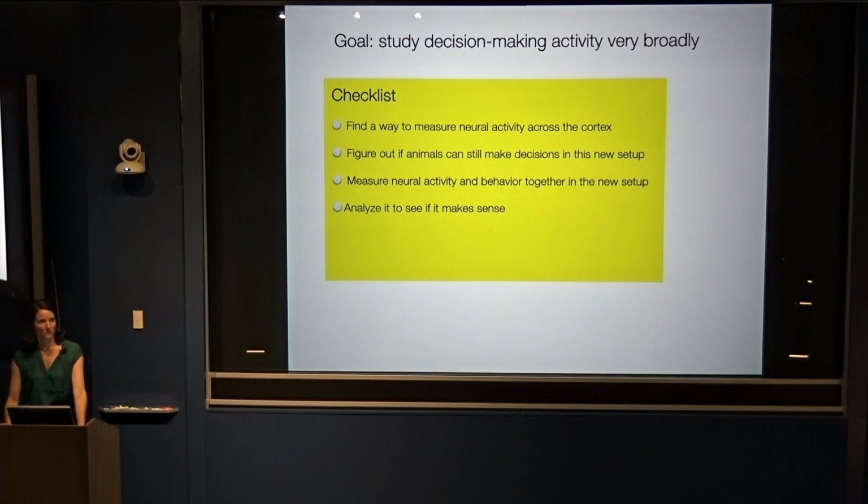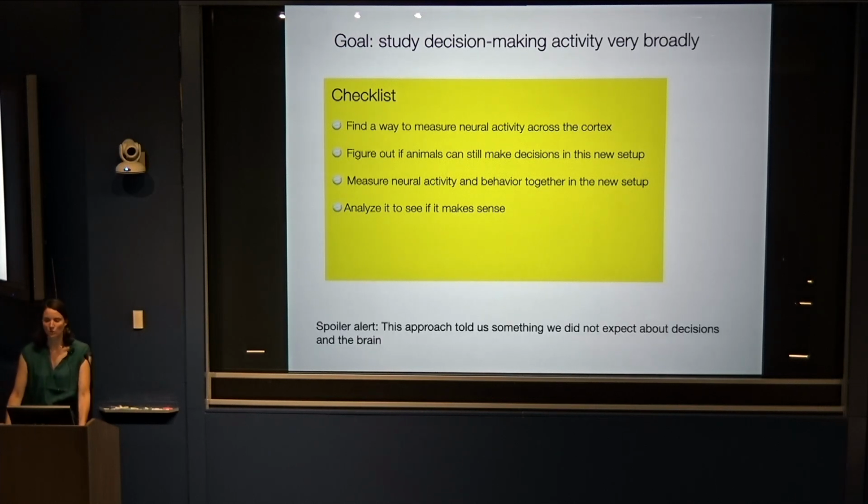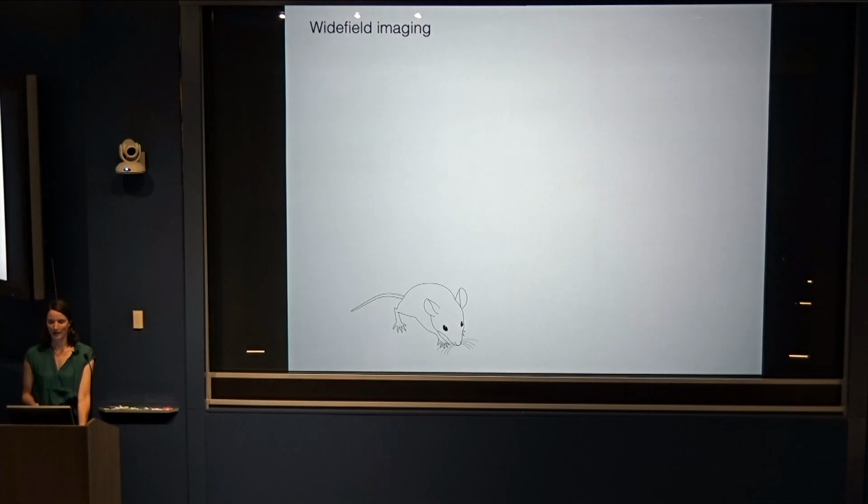So this was our approach, and we'd hoped to tackle some of the questions relating to the behaviors that I described to you a moment ago, and we sort of have, but I'm going to give you a bit of a spoiler alert, which is that this approach told us something that we really did not expect at all about decisions in the brain. Okay, so point number one in the checklist is to find a way to measure neural activity across as many brain areas as we can.